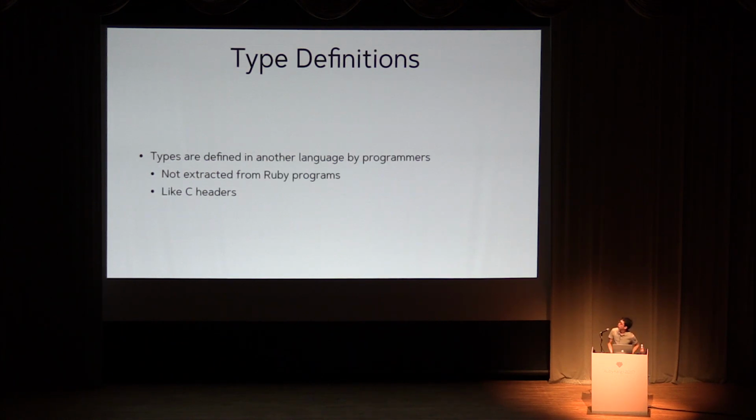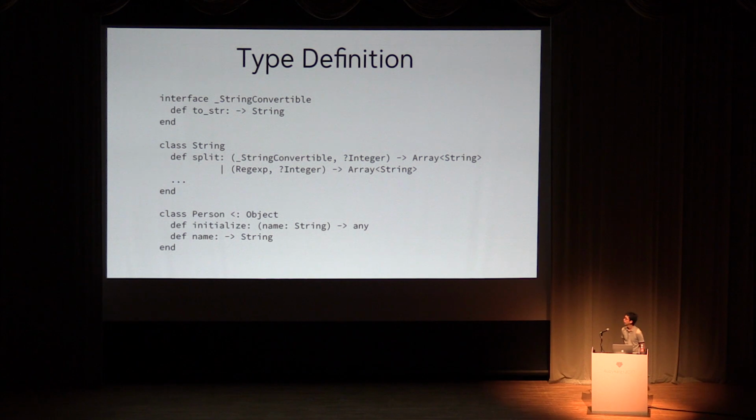So let me show some type definitions. Types are defined in another language by programmers, and are not extracted from Ruby programs. This is something like C headers. So the type definition looks like this. The first one defines the interface called _StringConvertible. It has a to_str method, and it has to return a string.